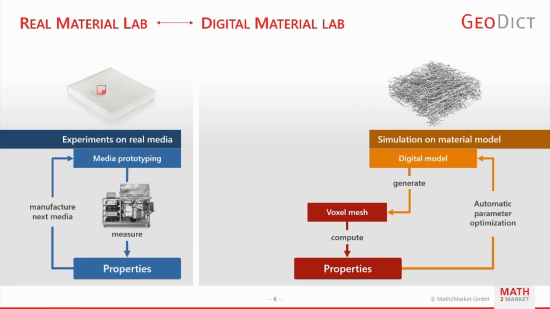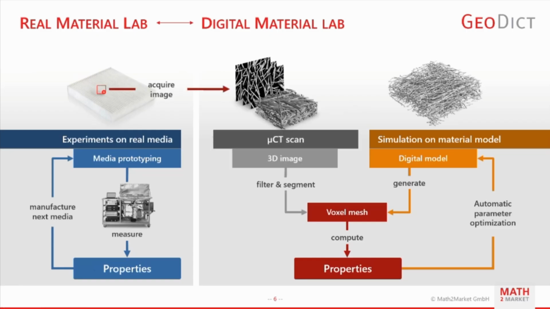To close this gap, we have to bring the existing material into the computer. And for this, we can use, for example, micro-CT or any other imaging technique. And this 3D image can then be segmented and filtered and turned into a computational mesh, and we can compute the properties. In this way, we can bridge the gap between the real material and the virtual material by imaging the real material and bringing it into the computer.